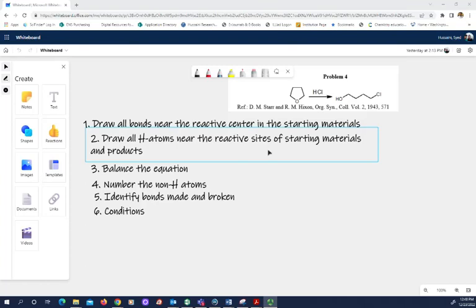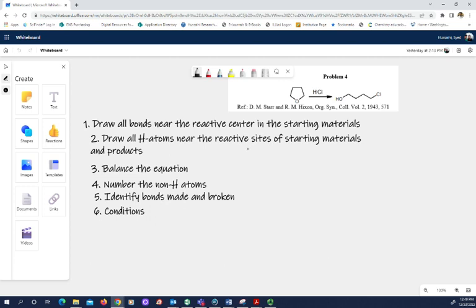Hello, today we will be solving this arrow pushing mechanism problem, and we will use the 6-point strategy that we have been using in the classroom to solve such problems. So the first step in this is to draw all bonds near the reactive center in the starting material.